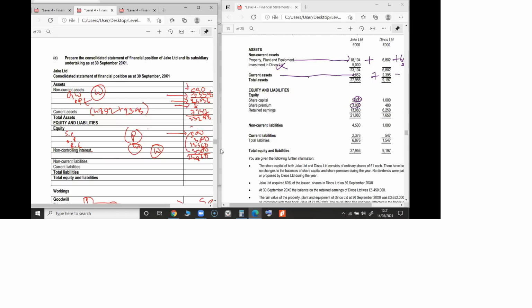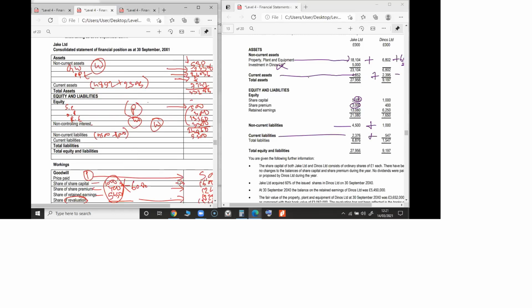Okay, non-current liability. Do you have any? Non-current, we do have a couple, 4500 and 1000. So 4500 plus 1000. It's easy to do mental maths. 5500. Okay, current liability is this. Add up and give me a figure for that current liability. Yeah, it is 2376 plus 547. So Vivian says 2923. Can I take Vivian's answer? 2923. Okay, thank you. Mary says the same thing, so I can take Vivian's answer.